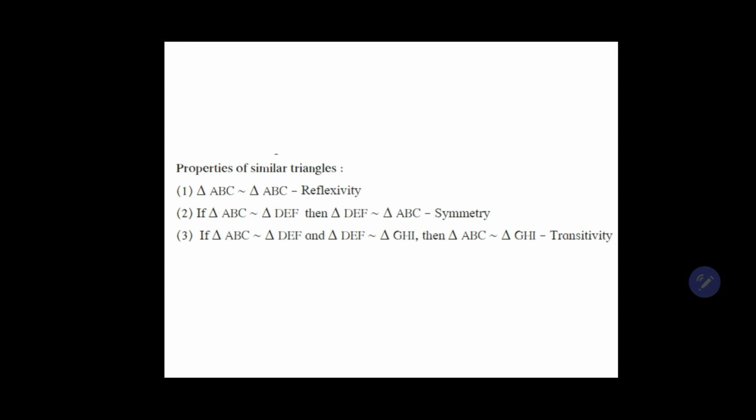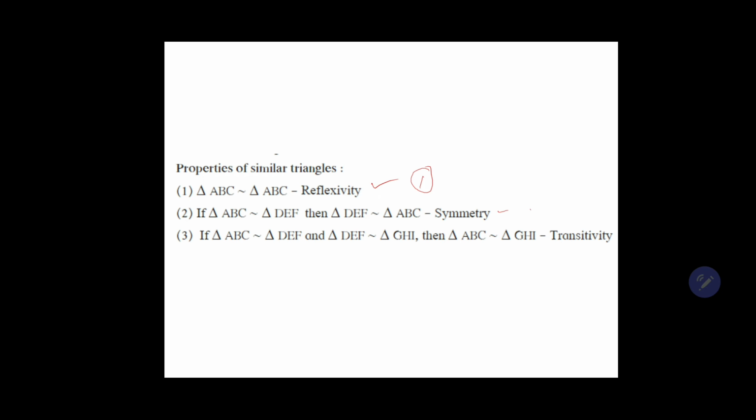Now there are three properties of similar triangles. Like congruency, we also have three properties for similarity: reflexivity, symmetry and transitivity. The first property is reflexivity, which is about only one triangle. That means each triangle is similar to itself. So this is the property of reflexivity.